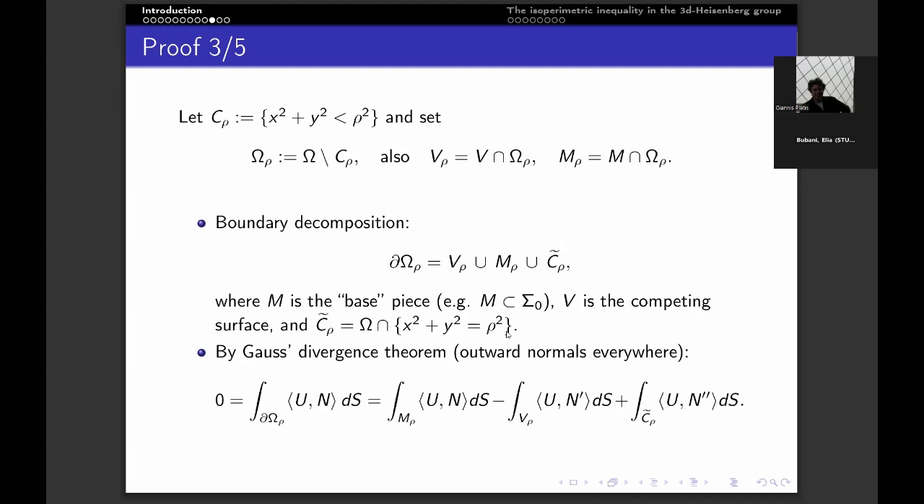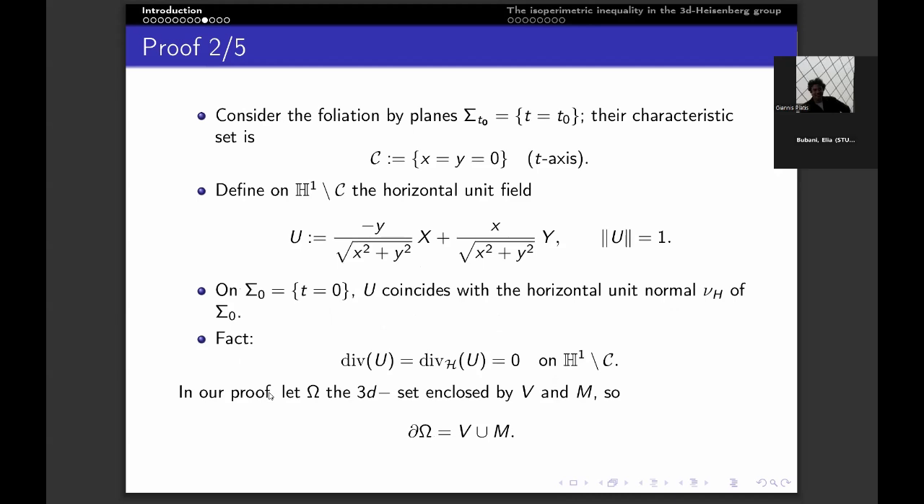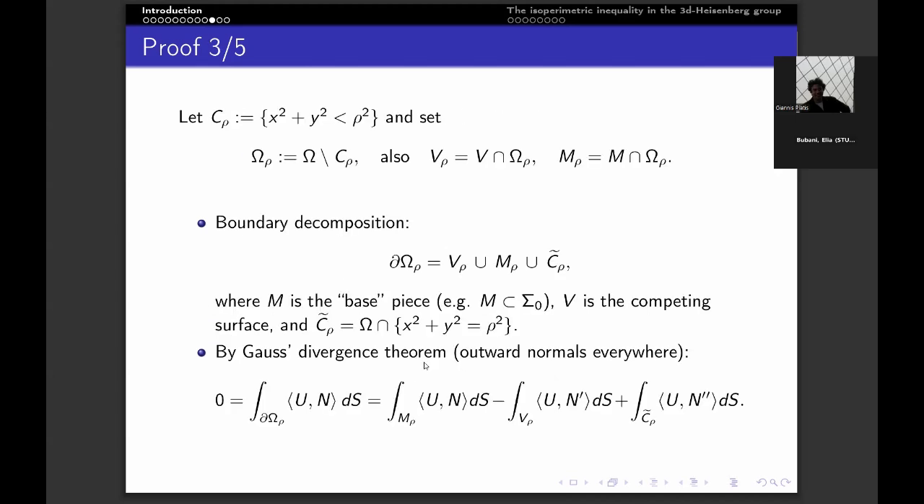We can use the Gauss divergence lemma, and the integral with the divergence is equal to 0 because the divergence with respect to the Riemannian metric we use is practically the horizontal divergence of U, the calibrating vector field. So the integral at the boundary has the decomposition here using the orientations that we want.